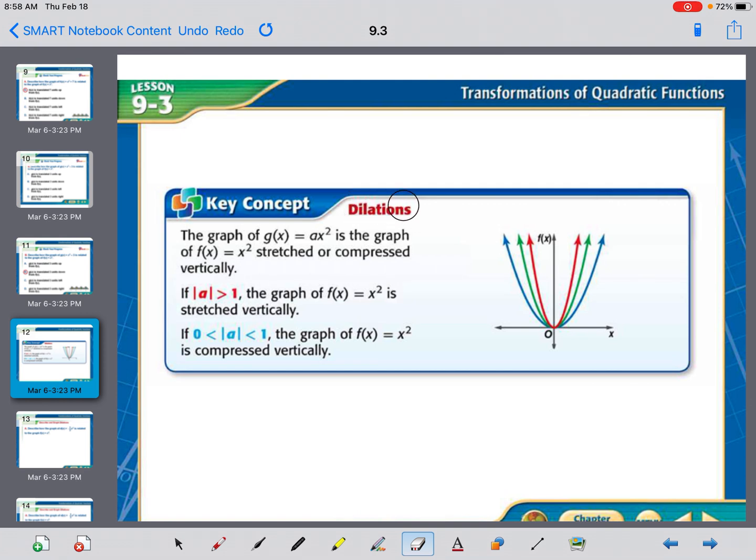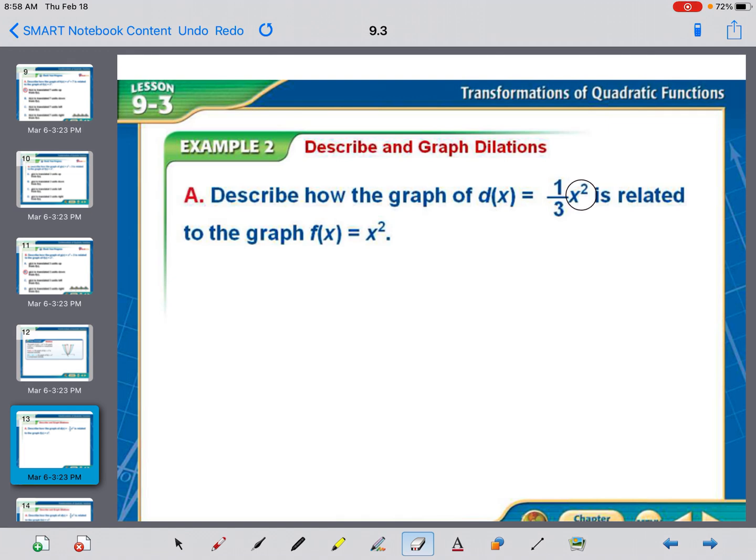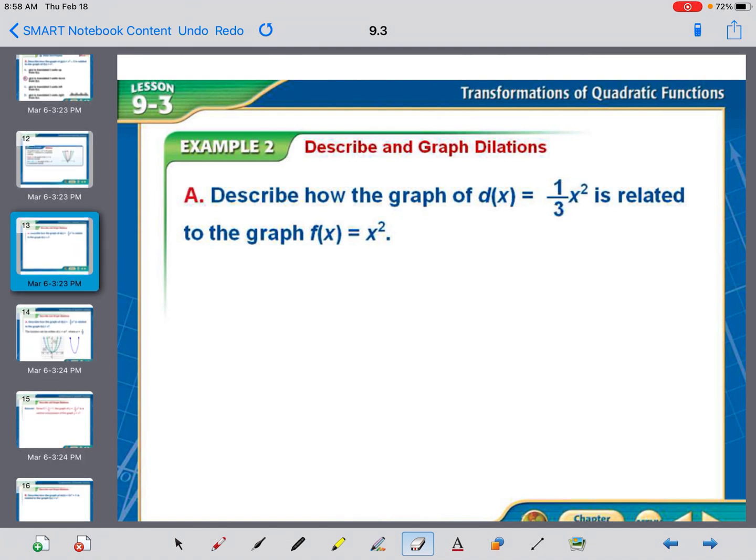Okay, dilations. Remember we said earlier, let's say the green one is the basic one. If you can stretch it, make it go up steeper, that's if you multiply by a number bigger than 1. That's what that says right there. It's stretched vertically. It goes up quicker. Or you can flatten it by multiplying it by a fraction between 0 and 1. And that's what happens with the blue one here. So it makes it go up slower if you multiply by a fraction, like a half or a third or a fourth or whatever. So here, your parent, or basic, would be the x squared. So if you multiply it by a third, what's it going to do? It's going to flatten it.